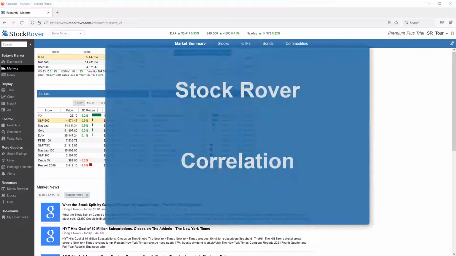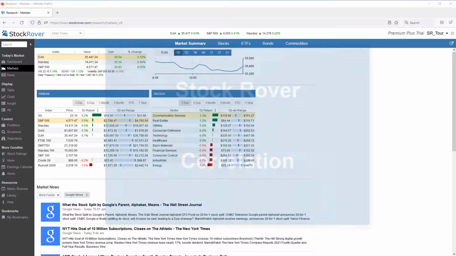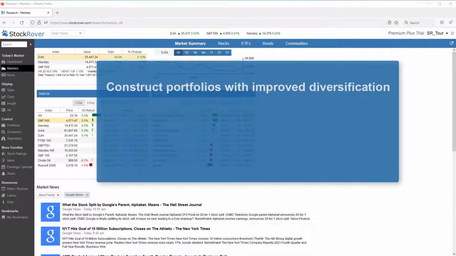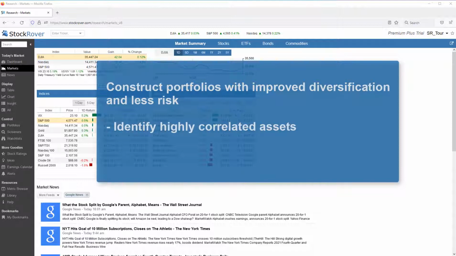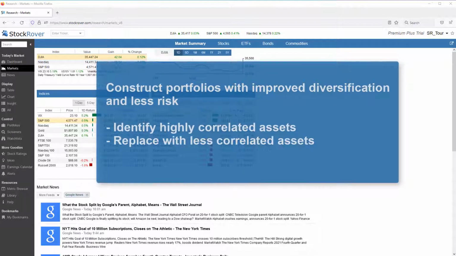This is Ken Leone, Vice President of Marketing here at Stock Rover, and in this video we'll explain Stock Rover's powerful correlation feature and show you how to construct portfolios with improved diversification, which translates to less risk. We do this by identifying assets that are highly correlated in a portfolio and replacing them with assets that are less correlated.